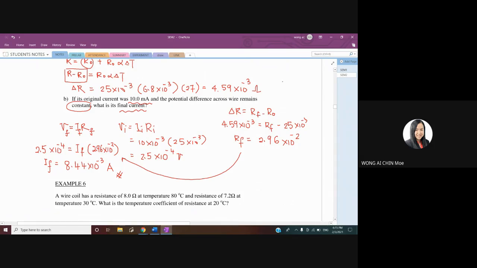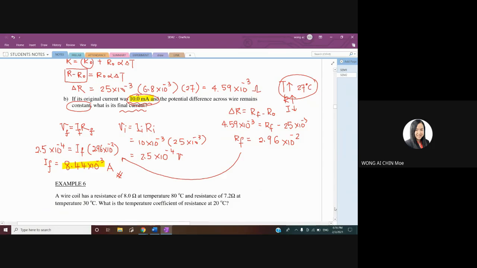If you observe, when the temperature increases by 27 degrees Celsius, your final resistor increases, right? Because initially it's 25 milliohm, now it becomes 29.6 milliohm. The current was initially 10 milliampere, now it becomes 8.44 milliampere. So when the temperature increases, the resistor increases, and at that moment the current will reduce, meaning that the current flow will be less.